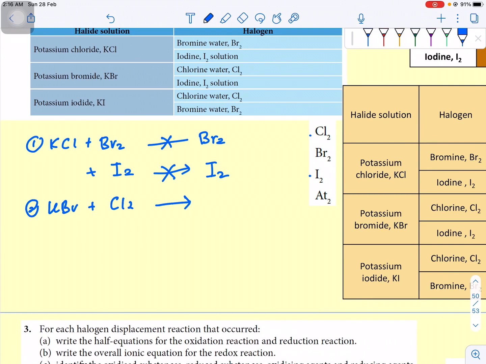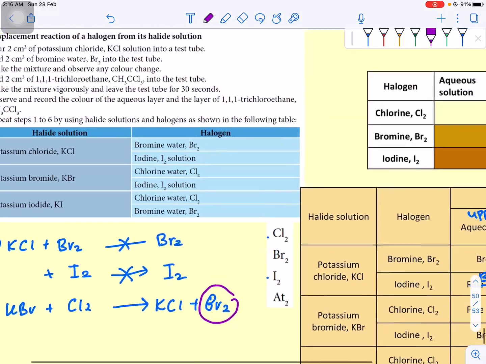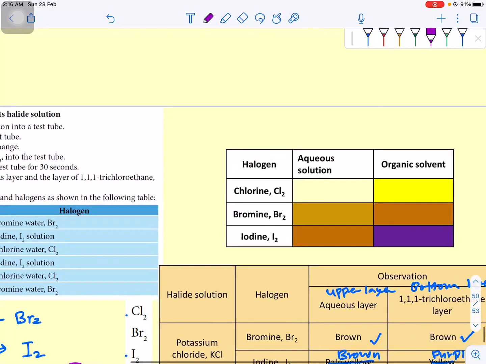Tengok siapa lagi reaktif. Cl and Br. Cl lagi reaktif, so Cl akan tendang Br keluar. So apa yang akan dapat bila tendang keluar? KCl plus bromine. So what we have as the halogen, kita ada bromine sebagai halogen. So apa color bromine sebagai halogen? The color is brown.